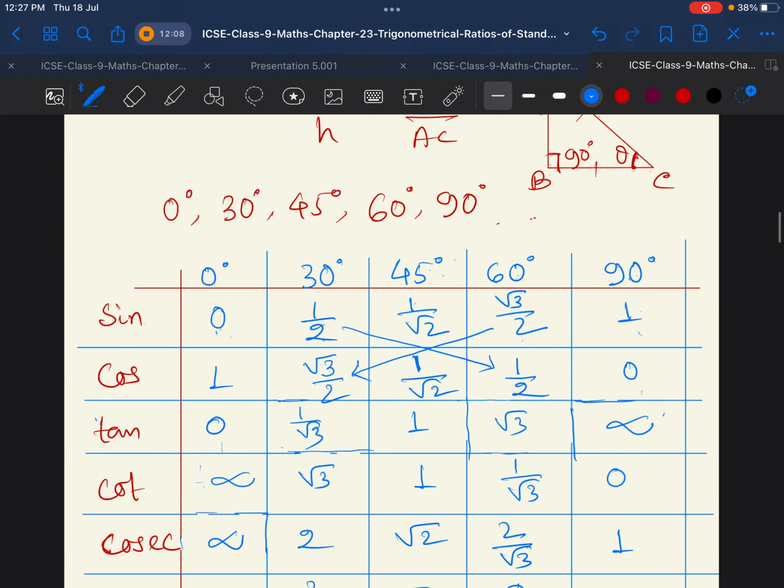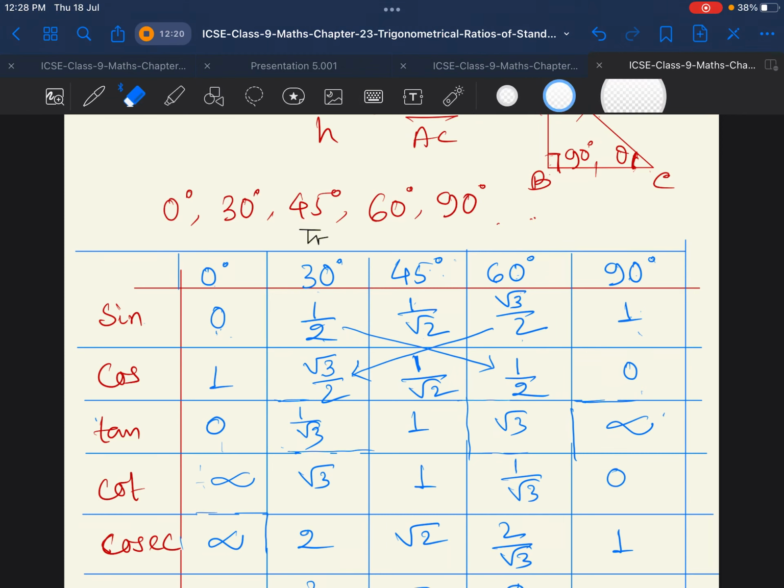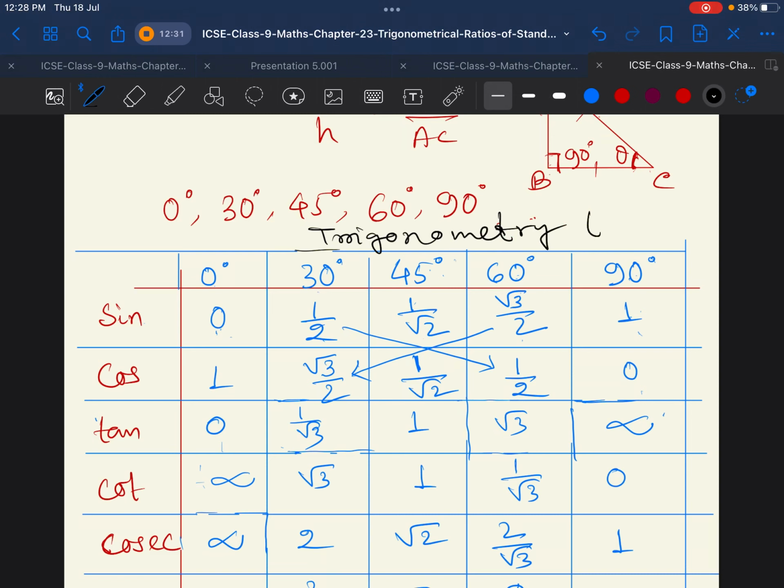So this is the trigonometry table. This is the trigonometry table. This is a very important table.